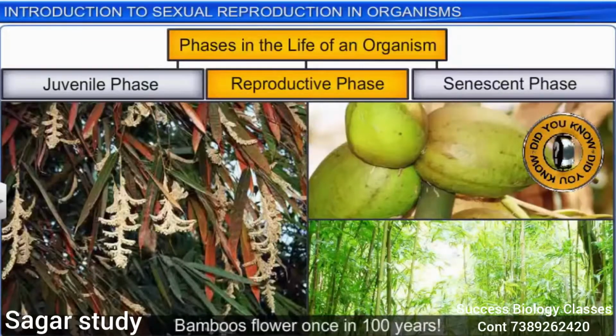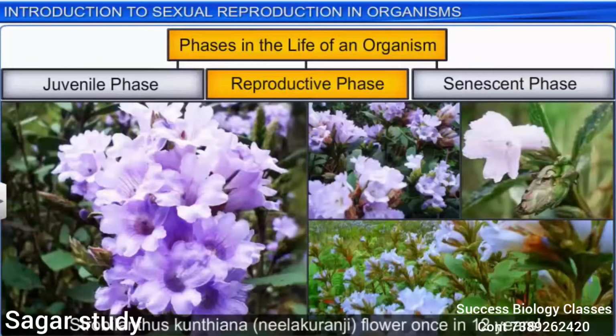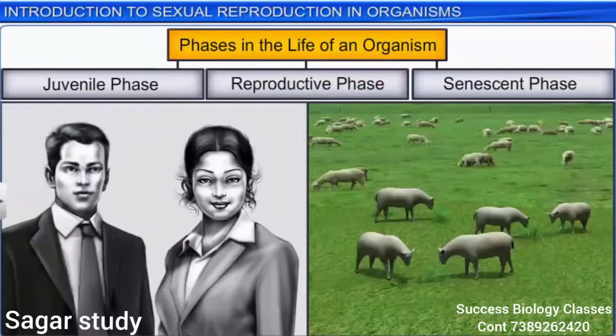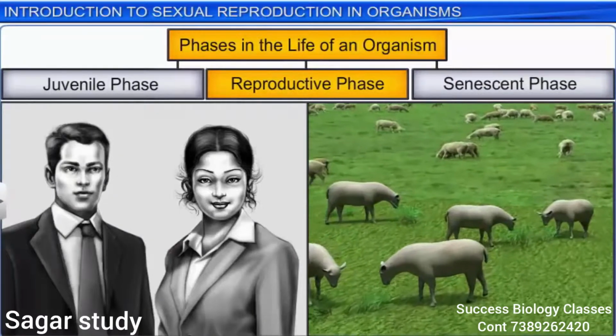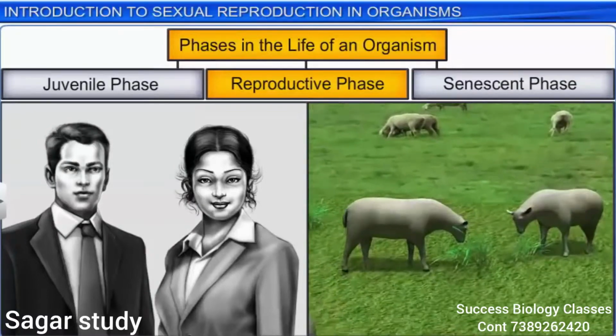Did you know that certain plants such as bamboo flower only once in 100 years, produce fruits and then die? Similarly, Strobilanthes kunthiana or Neelakurinji flowers every 12 years. Just as plants develop specialized structures during the reproductive phase, animals too show certain morphological and physiological changes.